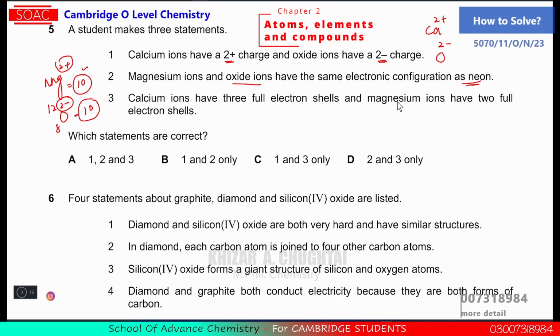And same is the case with neon. Yes, it also has 10 electrons. Neon is equal to 10 as well. So this is also the correct one. Option 1 is correct and 2 is correct.